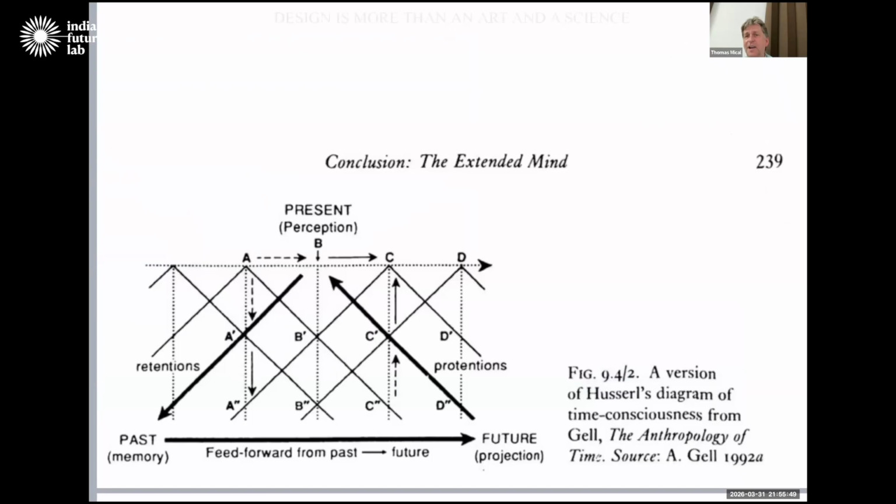The most powerful diagrams I've discovered, I found in a book of anthropology by an obscure but very clever anthropologist, Alfred Gell. In his book, The Anthropology of Time, and then his magnum opus, which was published after he died, called Art and Agency. Let me unpack this diagram for you for a couple minutes, because this is tying into this.